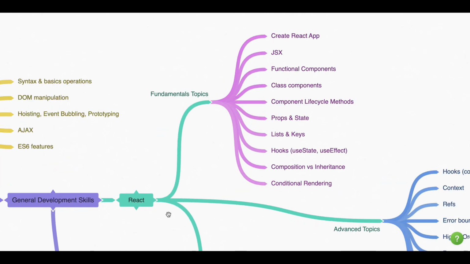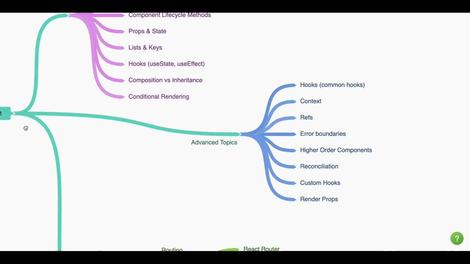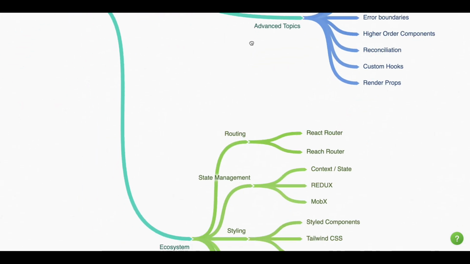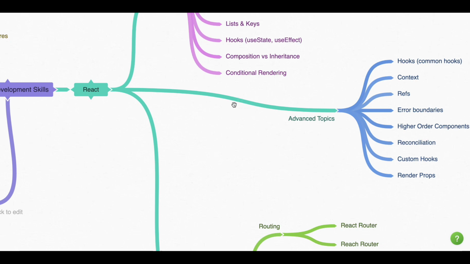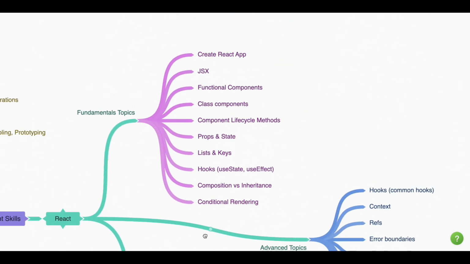The next is React. It is the last section of this roadmap. I have divided this last section into 3 parts. The first part is the fundamental topics. In the second part, we will cover advanced topics, and the third is the ecosystem. So let's begin with the fundamental topics.